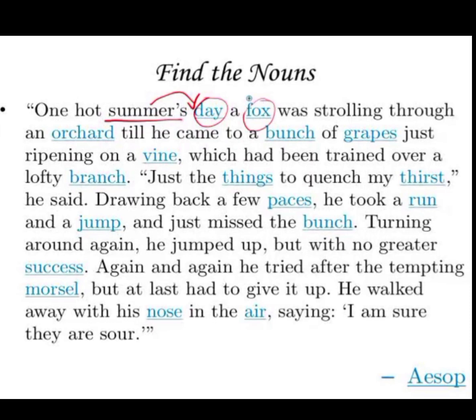A fox, concrete, singular, common, was strolling through an orchard, concrete, singular, common, till he came to a bunch, concrete, singular, common, of grapes, plural this time, just ripening on a vine. Now we're back to singular, still concrete, still common, starting to get this, which had been trained over a lofty branch, concrete, singular, common.